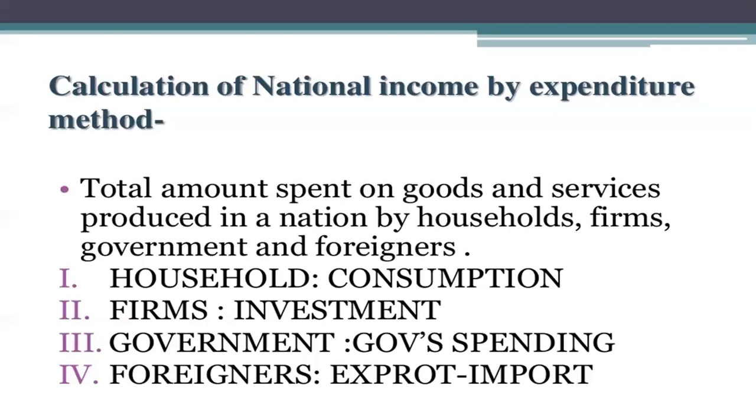Now we will discuss what precautions we have to take when we are using the expenditure method. Expenditure on intermediate goods will not be included in the national income. If we include it, then it will lead to double counting of expenditures. Next, transfer payments are not included because such payments are not connected with any productive activity, they are not value addition. Next, purchase of second-hand goods will not be included because they have already been included when they were originally purchased.